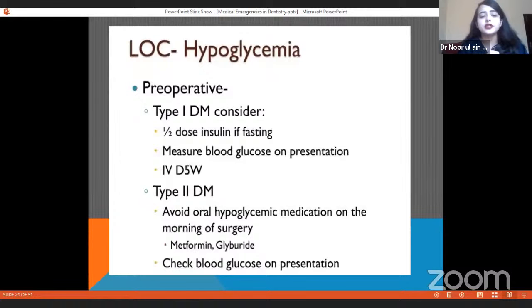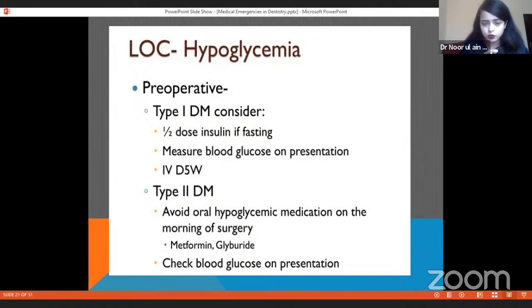So in preoperative type 1 diabetes mellitus, consider a half dose of insulin if fasting. We're going to measure the blood glucose on presentation. We'll give IV D5W, that is intravenous dextrose solution, a mixture of dextrose and water. So we'll give it to the patient.